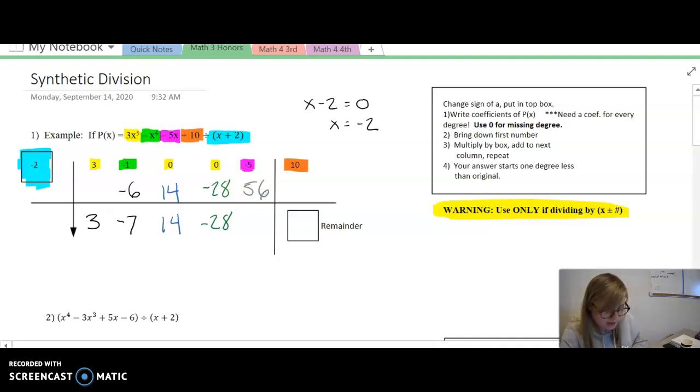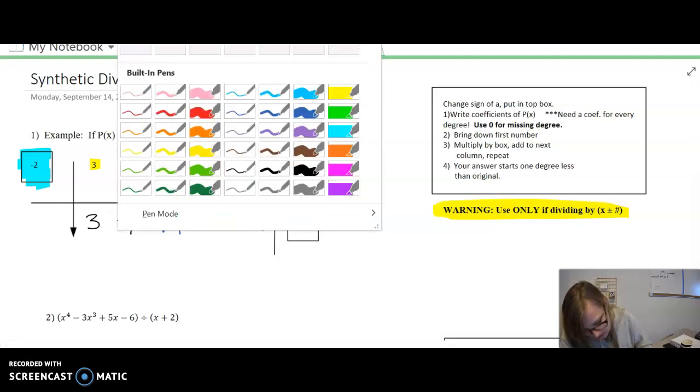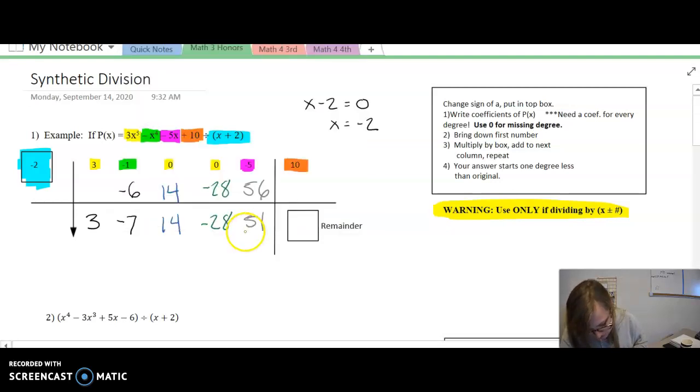So then we have -5 plus 56 is going to be 51. And then we are going to do 51 times -2, and that is going to be -102. So then, when we get to this point, our last number is going to be the remainder. So we do 10 plus 102, and that's going to be negative 92. So that's our remainder.